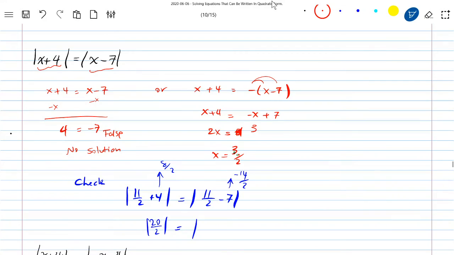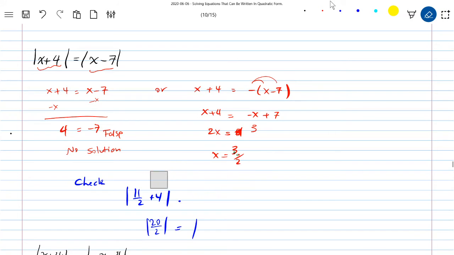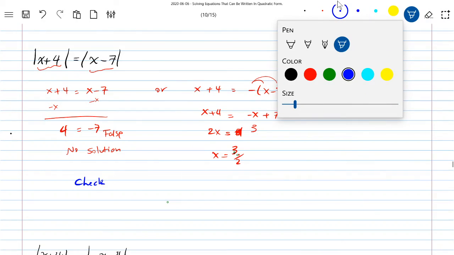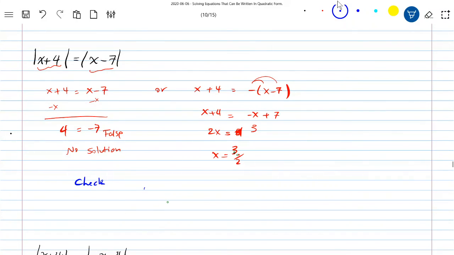Okay, so this is not 11/2. Let me erase this part just to check our work. Sometimes I make mistakes as well. Well, it's more often than not.